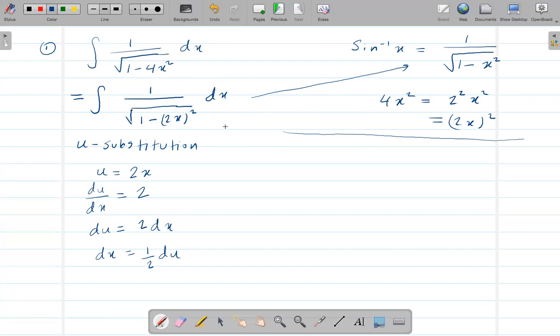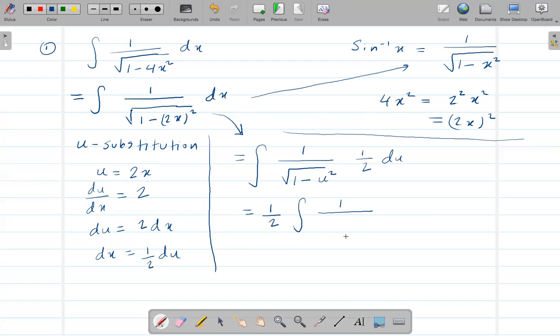Now finally, we can get a new integration from here. The new integration will be the integration of 1 over square root of 1 minus u squared, since 2x is u, and dx is 1 over 2 du. This 1 over 2 is a number, so we can bring it outside the integration. So we'll just have 1 over square root of 1 minus u squared du, right?